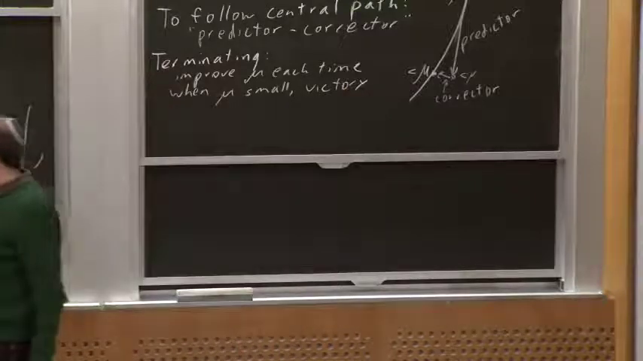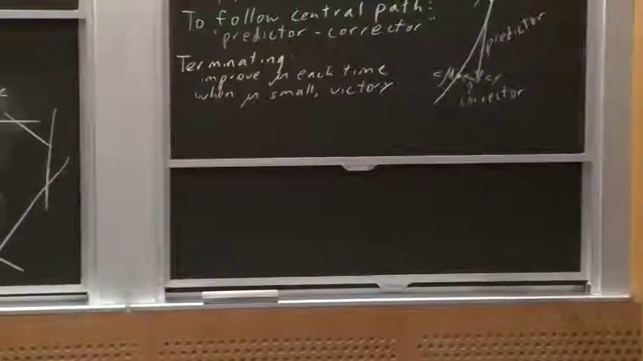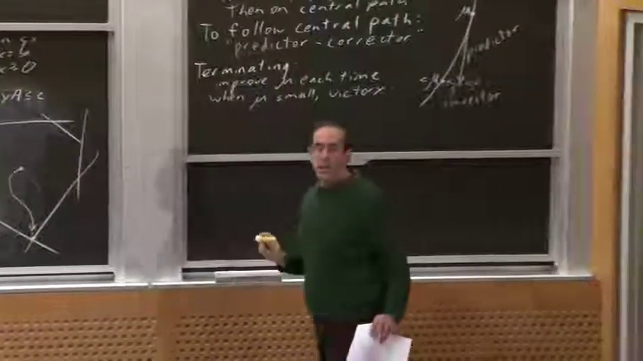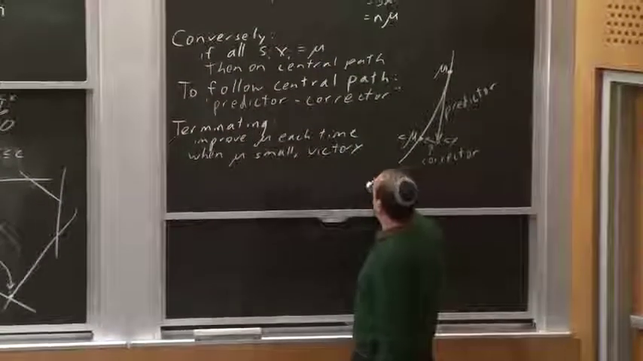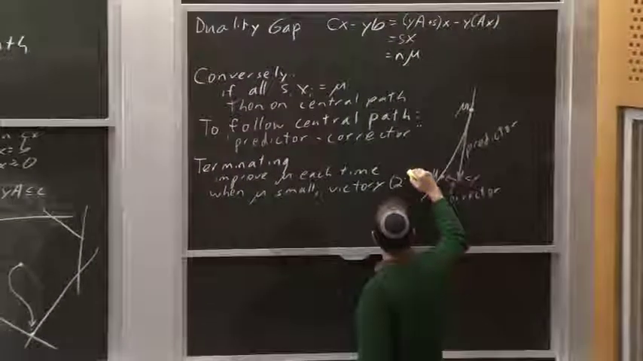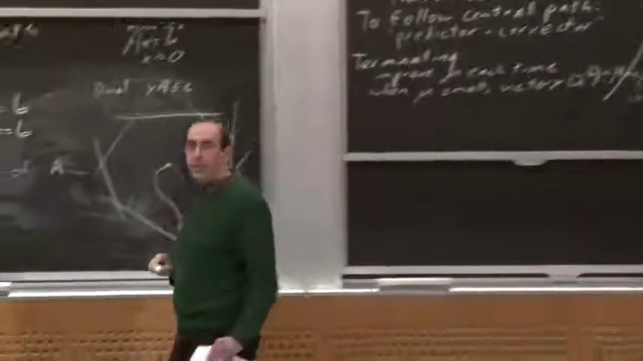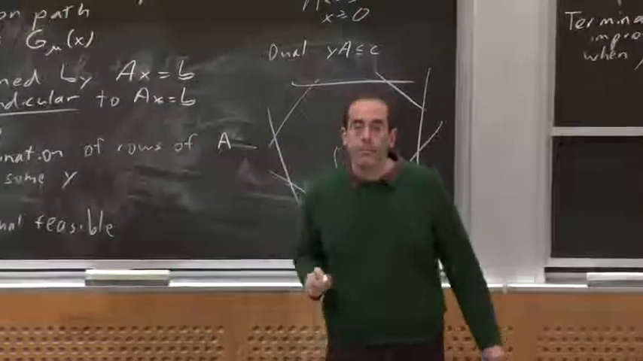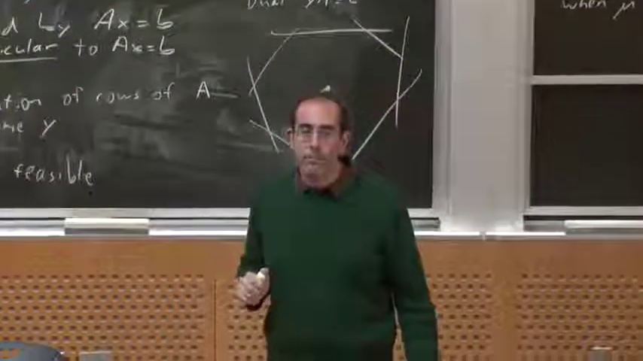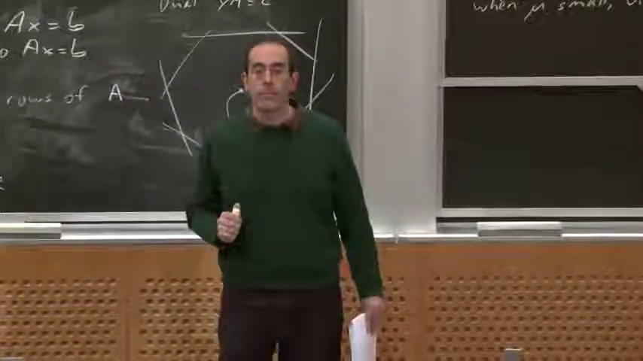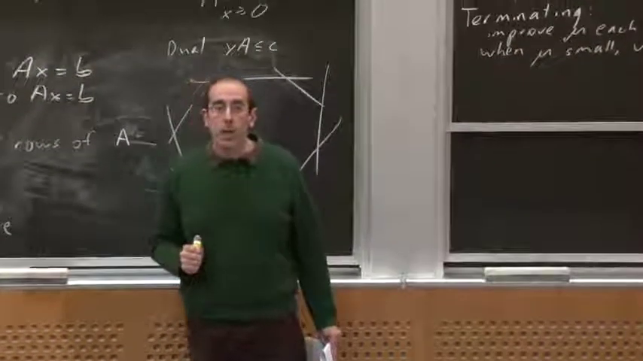Now, I already said on one of these boards that mu small, in this case, means mu like 2 to the minus L, right? So once we're able to drive the duality gap down to 2 to the minus L, then we can round and be done. Yeah? Can you be sure that taking the tangent to the path won't get you to a different branch of the path?